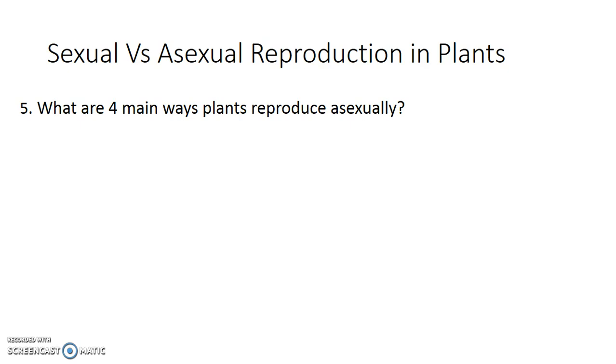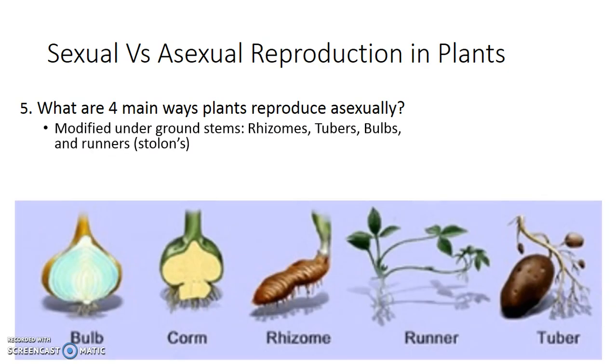Asexual reproduction is a little bit more complicated. Plants can reproduce asexually in a number of different ways, and here's some of them. The first is modified underground stems. Rhizomes, tubers, bulbs, runners, stolons. All of these plants, bulbs like onions, corms, bulbs like tulips, rhizomes such as ginger, runners like you see with strawberry plants, and then tubers like you see with potatoes.